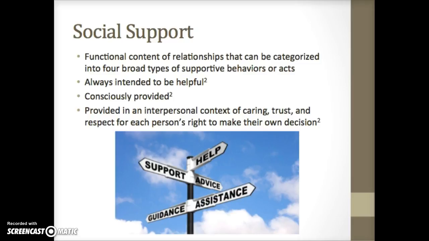Social support is another part of social relationships. Social support is the functional content of relationships that can be categorized into 4 broad types of supportive behaviors or acts. Social support is always intended to be helpful and consciously provided. It is provided in the interpersonal context of caring, trust, and respect for each other's right to make their own decision.